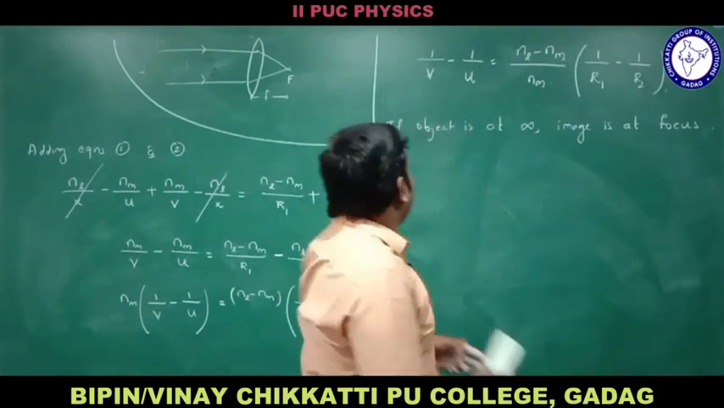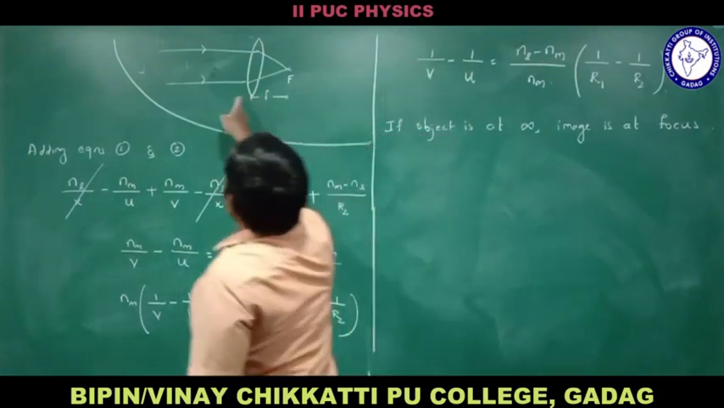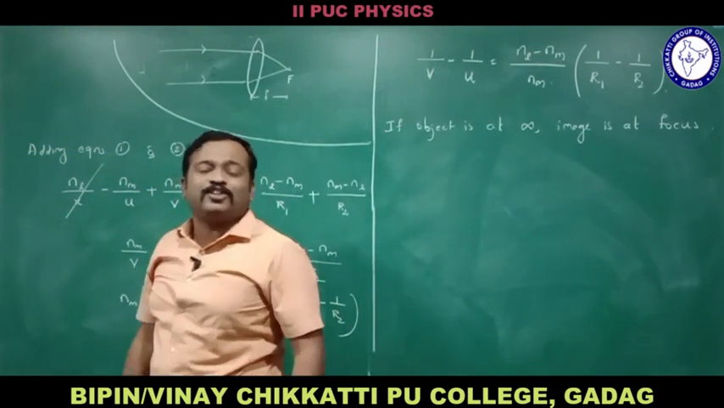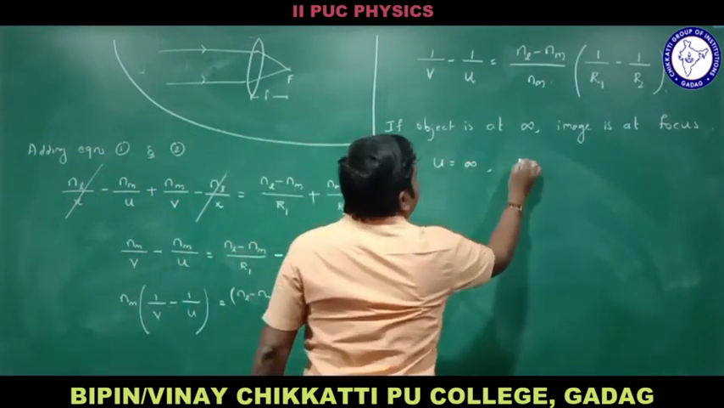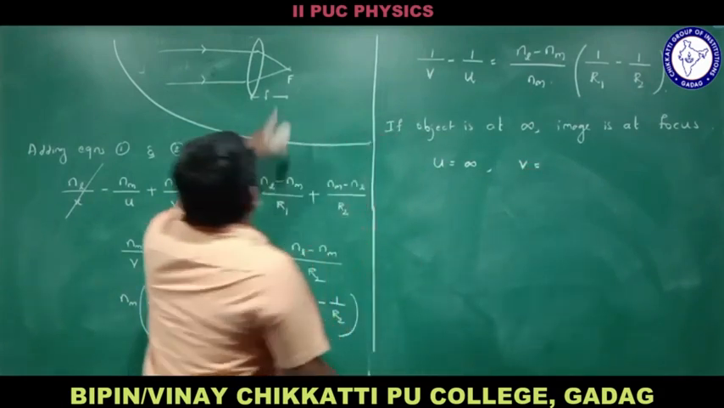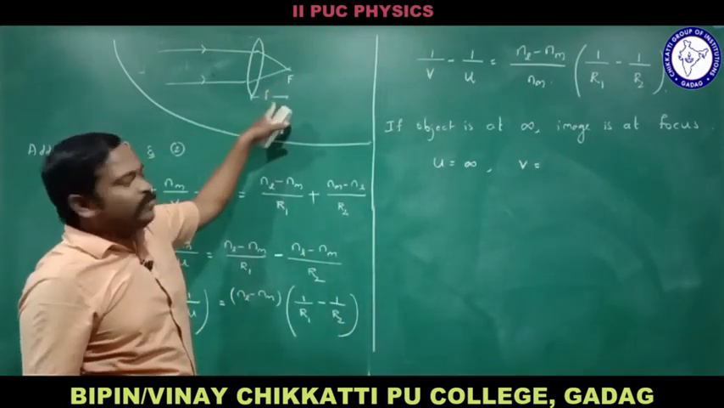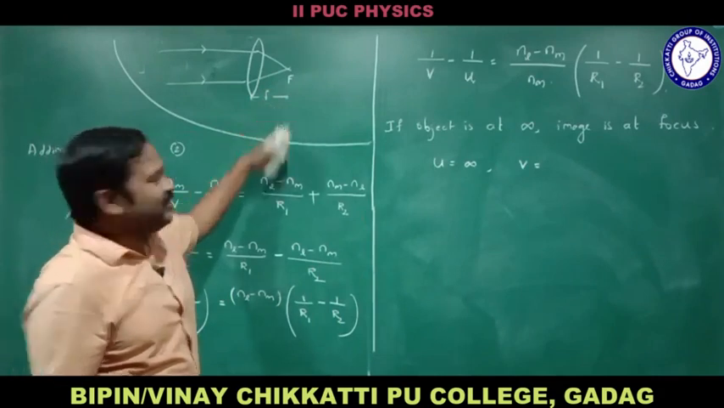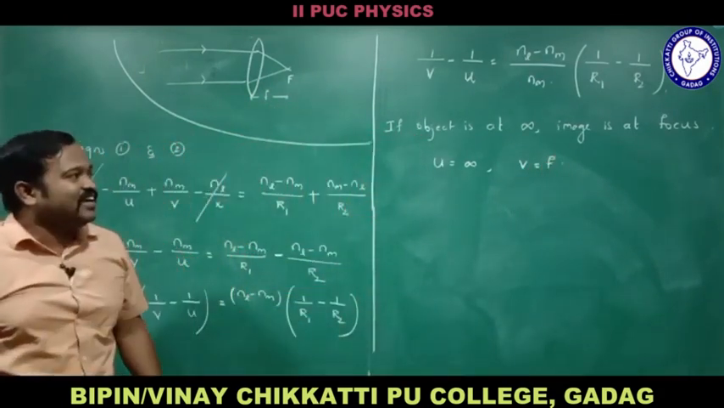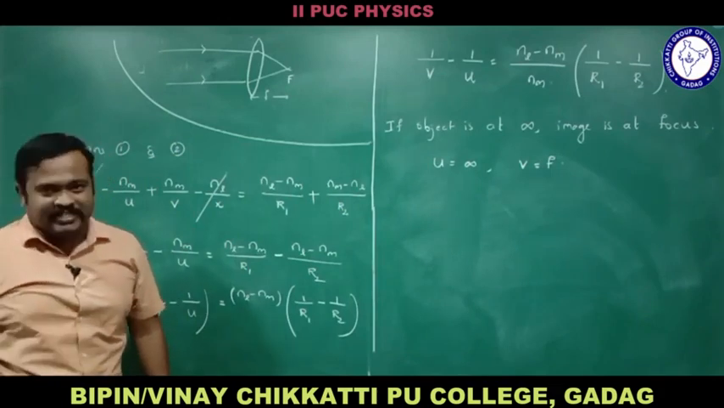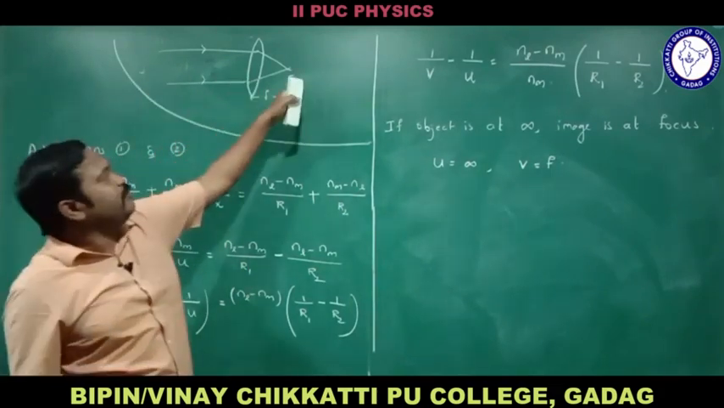Okay, come on, tell me, if object is at infinity, then what is the object distance? Object distance is infinity. Then what will be the image distance? Image is formed at the focus. What will be the image distance? It is nothing but f. Right? Do remember this. If object is at infinity, image is at focus. Object is at infinity, image is at focus.